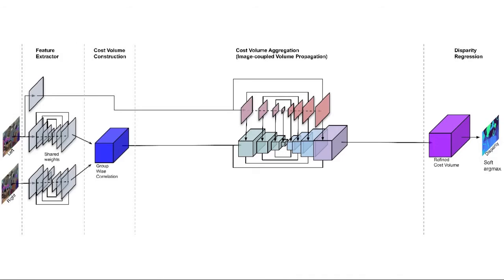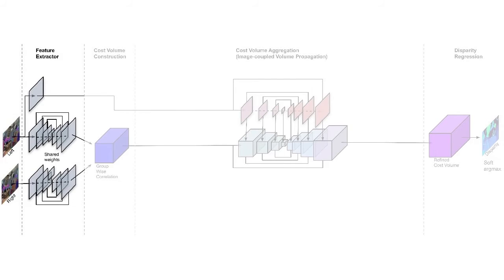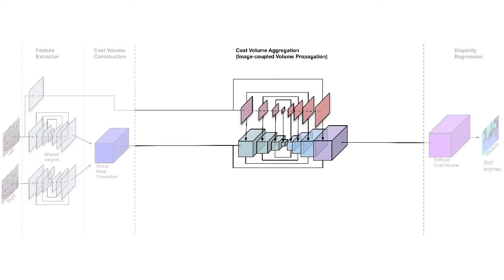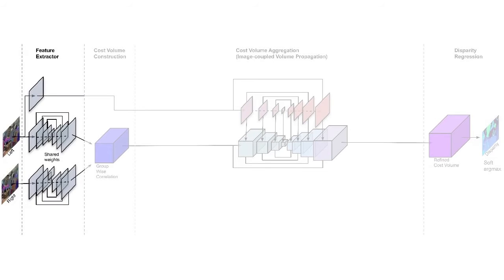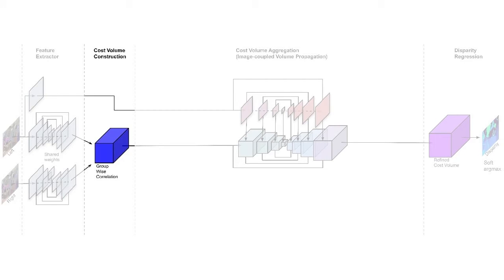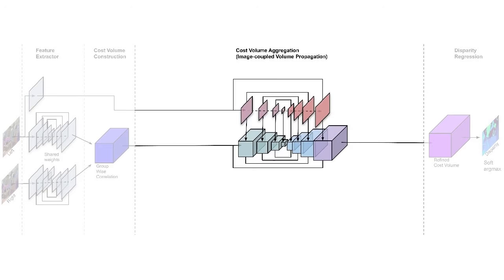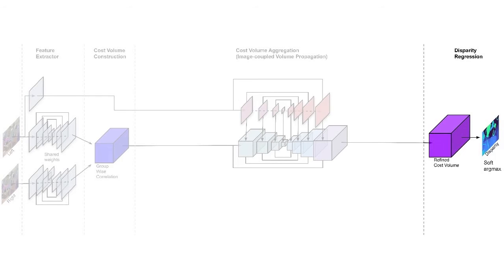Our approach follows a general framework composed of 4 key building blocks: feature extraction, cost-volume construction, cost aggregation, and disparity regression. Our feature extractor employs a U-net structure to produce feature maps from each left and right image, and the cost volume is constructed through group-wise correlation. Following our novel cost aggregation module, the final disparity is achieved by applying the soft argmax operation to the refined cost volume.